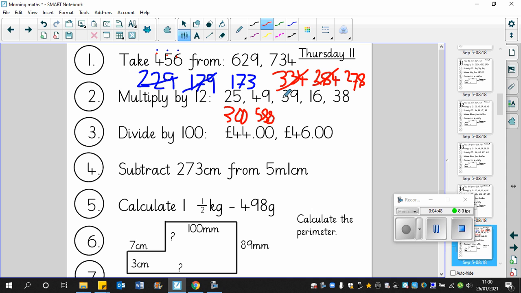Okay, 39, I'll give you the answer again. 39 times 10 is 390, and then 2 lots of 39 is 78, and then 390 plus 78 is 468.